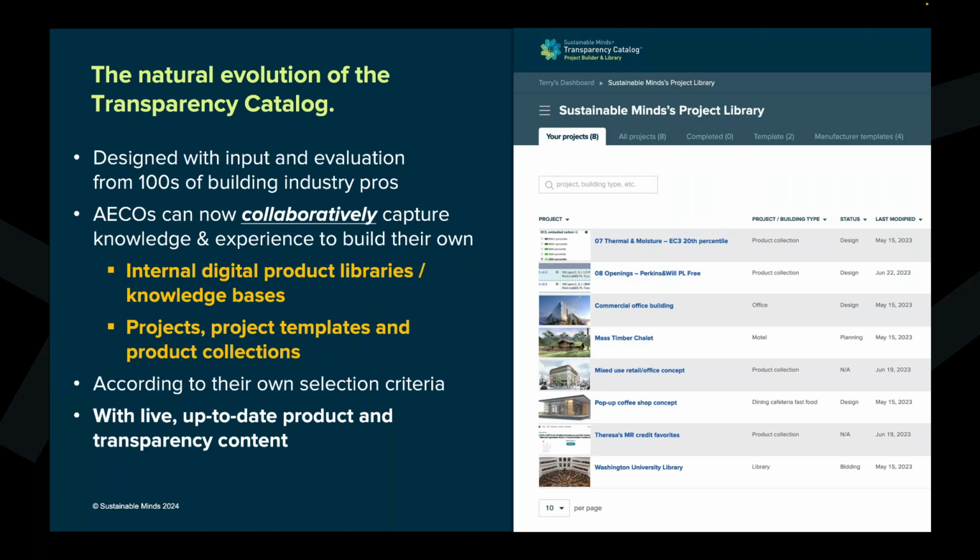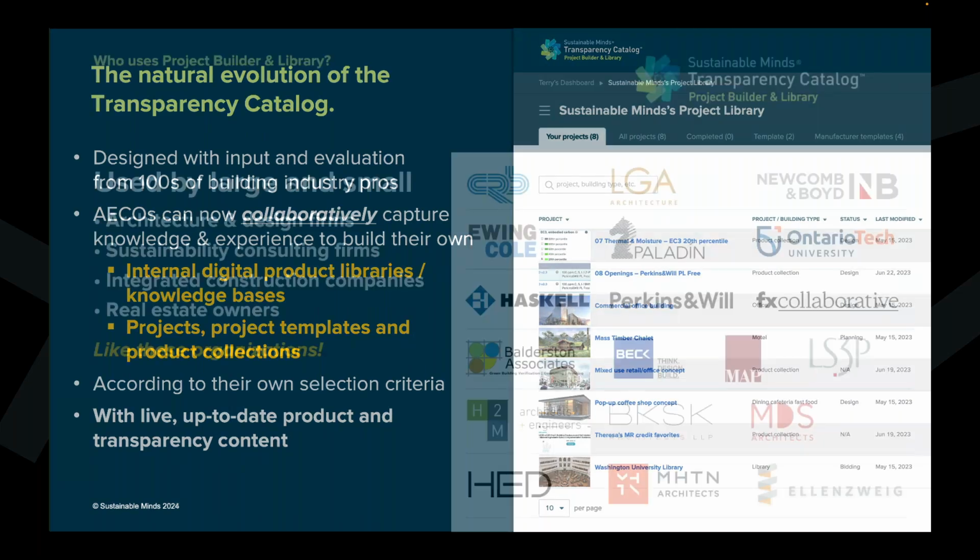And so we've created some very flexible capabilities for building an organization's library. You get personal libraries, but really the core of the functionality is being able to build projects, project templates, and product collections, according to your own selection criteria. The underlying data will be live and up to date, and it's going to allow you to select and reuse decisions that you've made in the past.